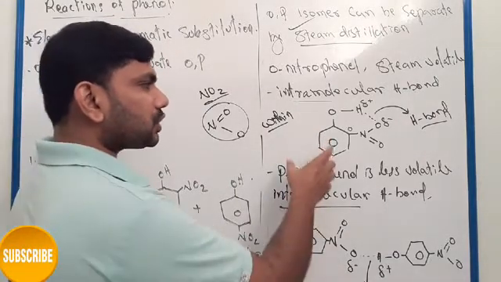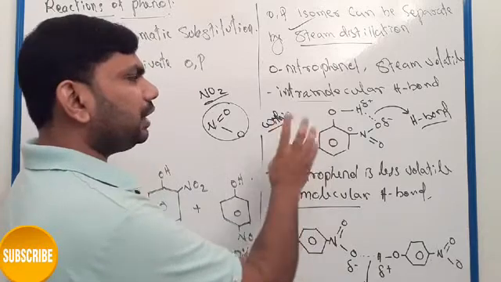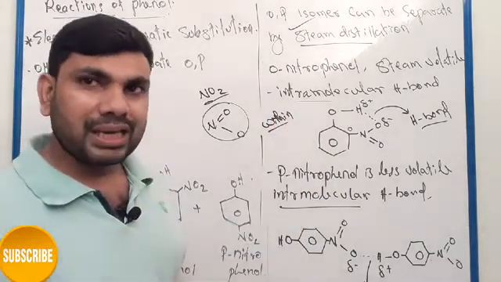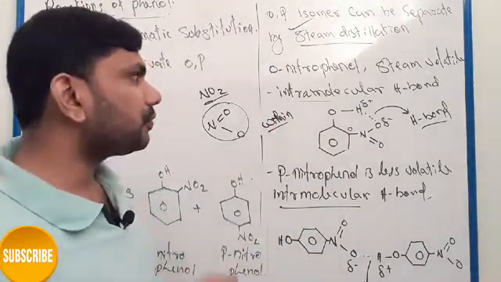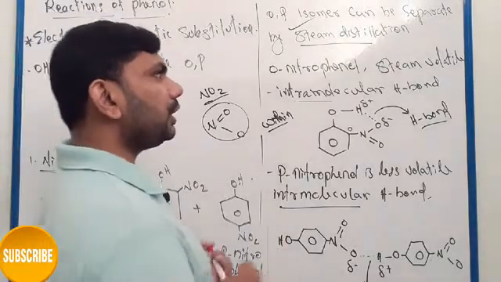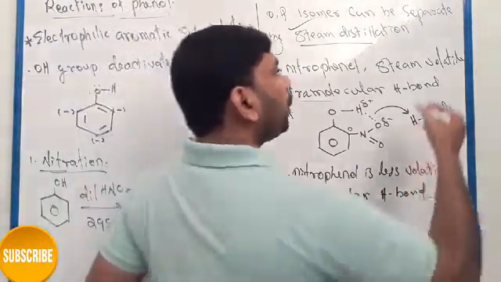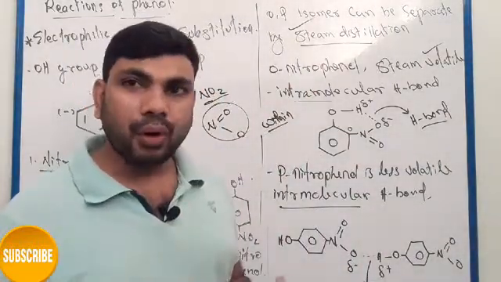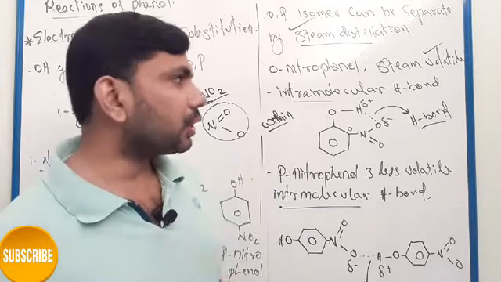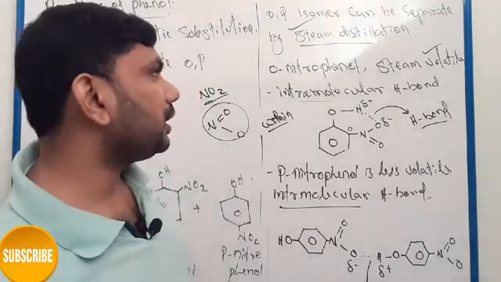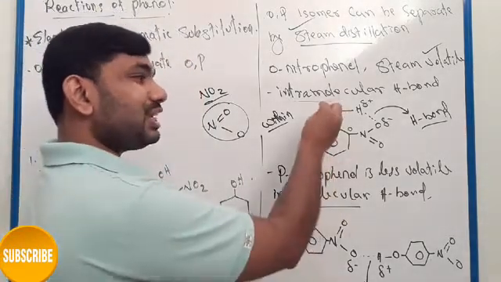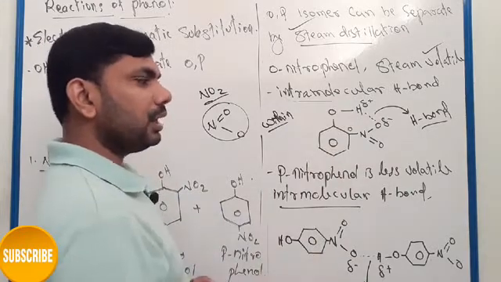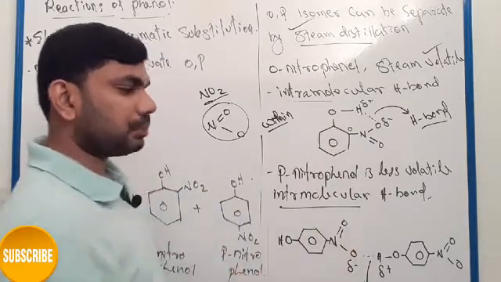Compared to para, in ortho nitrophenol an intramolecular hydrogen bond is possible, so it will be more volatile. Ortho nitrophenol is more volatile in nature. Why is it more volatile? Because there is an intramolecular hydrogen bond, not an intermolecular hydrogen bond.